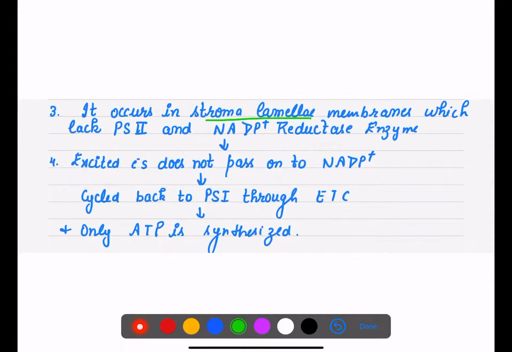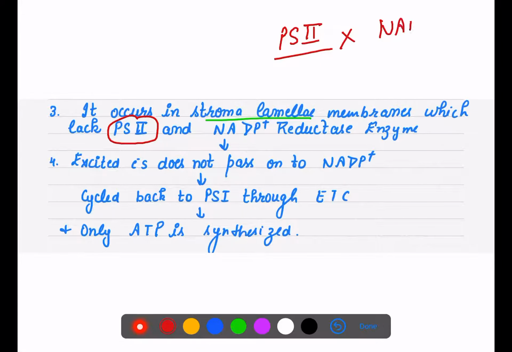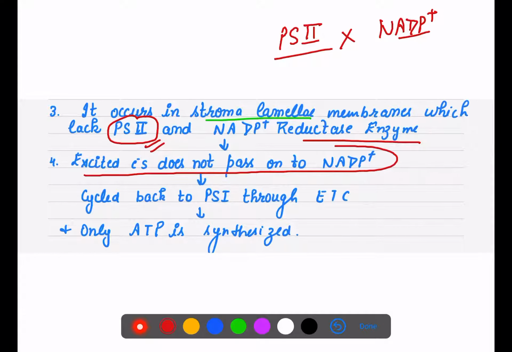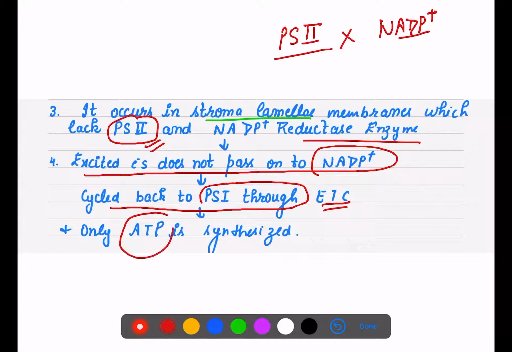Now these stromal lamellae membranes do not have photosystem 2, and when they do not have photosystem 2, they also lack the enzyme NADP reductase. So NADP reductase enzyme is not there in stromal lamellae, photosystem 2 is not there, so it means excited electrons are not going to pass to NADP and cycle back to PS1 through the electron transport chain. So only and only ATP is synthesized.